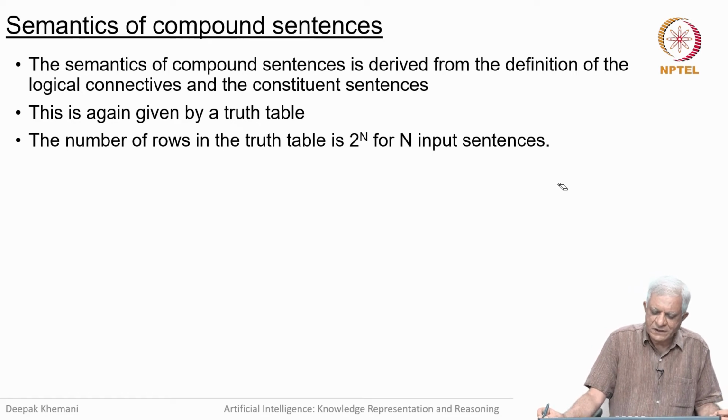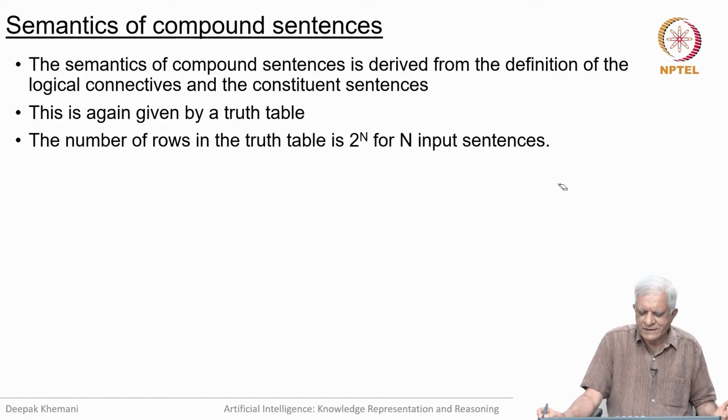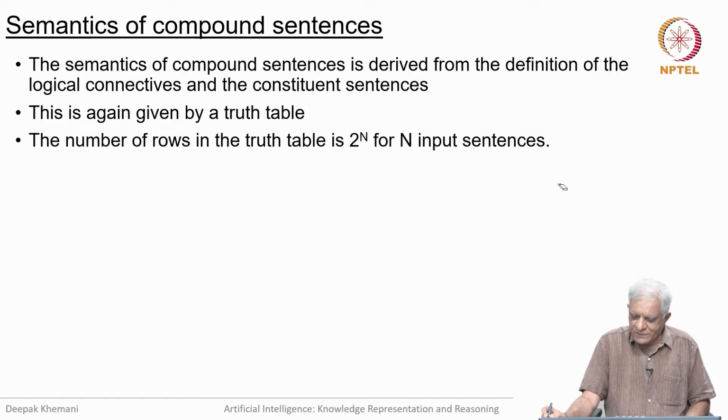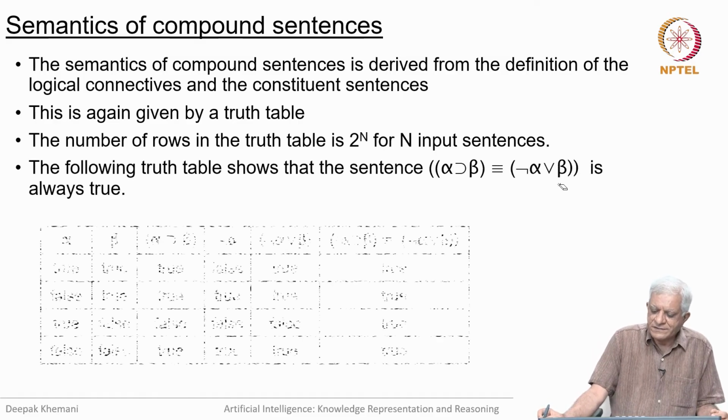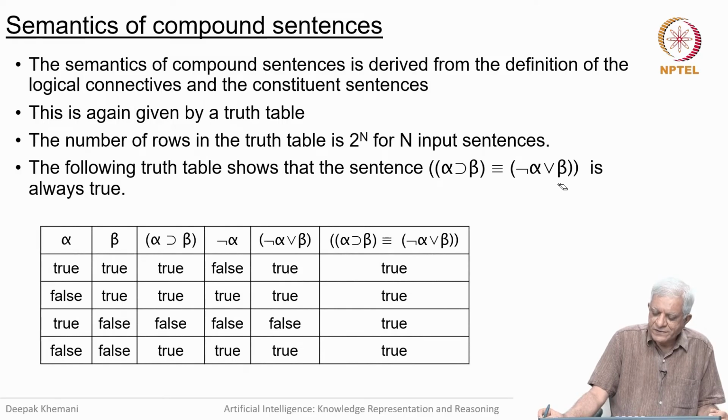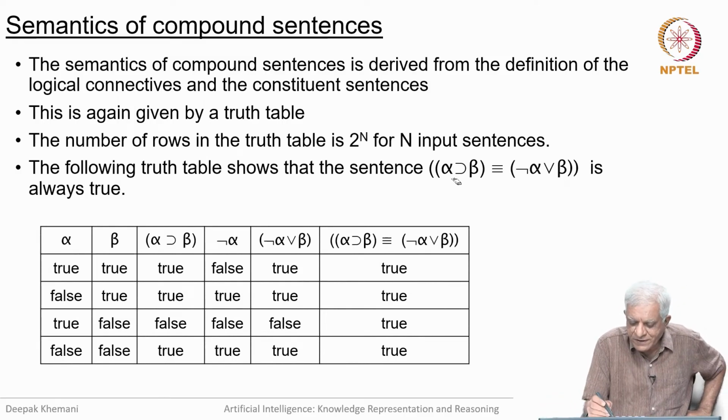The number of rows in the truth table will depend upon the number of input sentences. So, we saw that for the negation there were only 2 rows, and for AND, OR and all the binary connectives there were 4 rows, because there are 4 possibilities. So, 2 raised to n is the number of rows in the truth table. So, here is a sentence in logic. First of all you must convince yourself that this is a sentence in logic. So, alpha and beta are sentences, and therefore, alpha implies beta is a sentence, and also not alpha or beta is a sentence, and therefore, this whole thing is also a sentence.